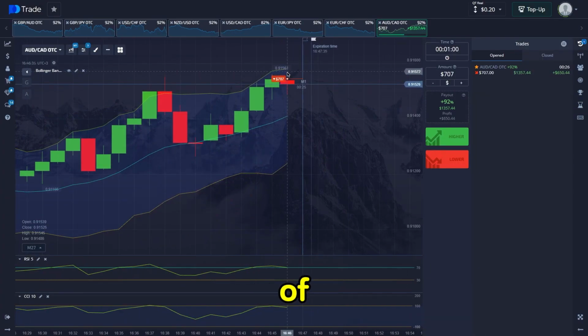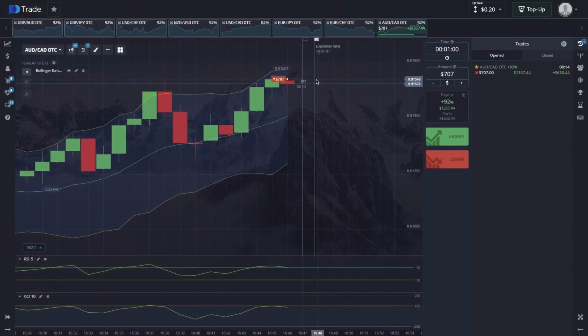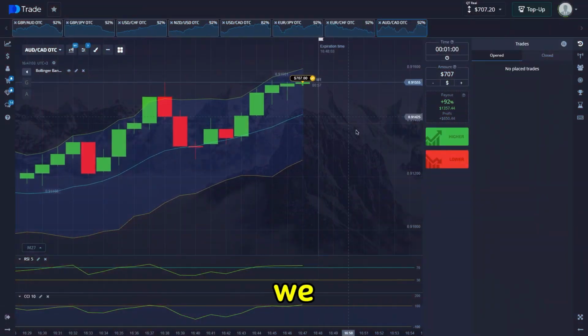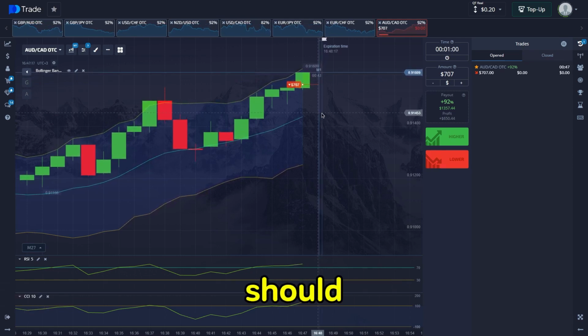Let's look at the result of the transaction. There are 25 seconds left. The deal went to 0, and then we open a second deal. The exit still has to happen, so we don't hesitate and open our second deal. Let's watch the result. I think that the exit should happen with us.